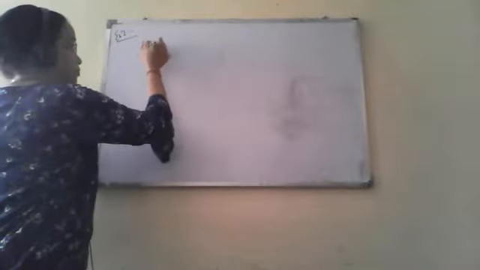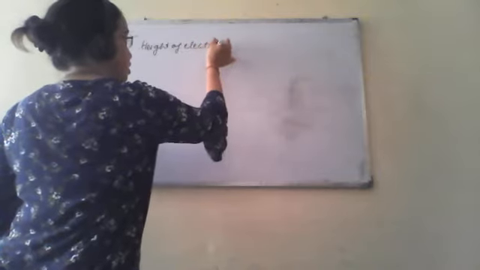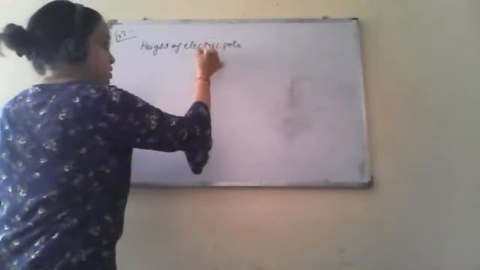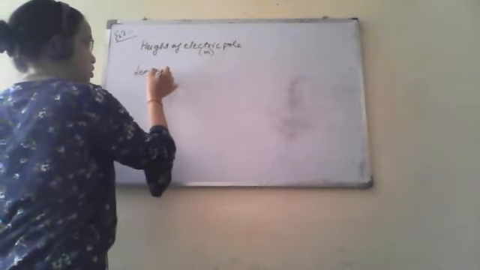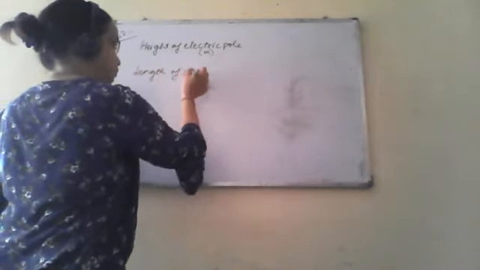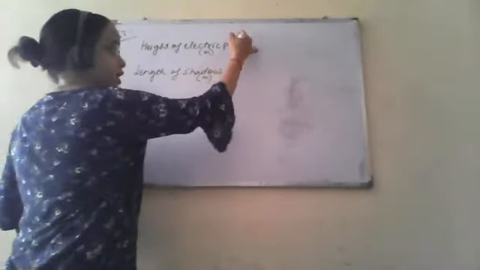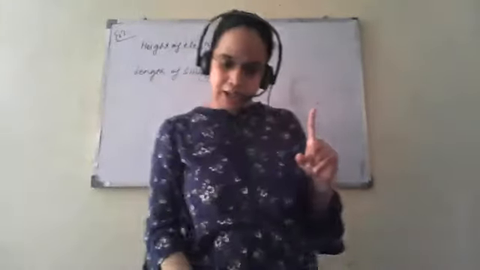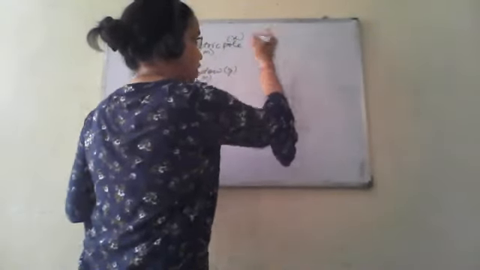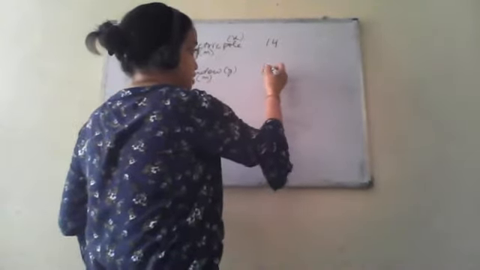Height of the electric pole, it is given in meters, and second thing is the length of the shadow, it is also given in meters. Now this we can take as x and this we can take as y. Clear? Now the first case is when the height of the electric pole is 14 meters, it casts a shadow of 10 meters. The value of the length of the shadow is 10 meters.